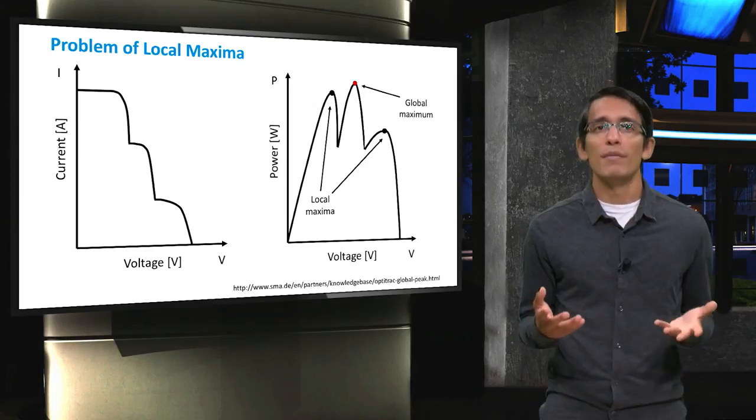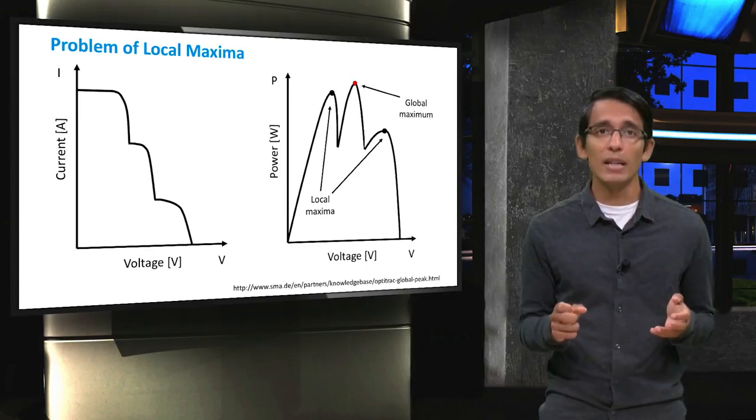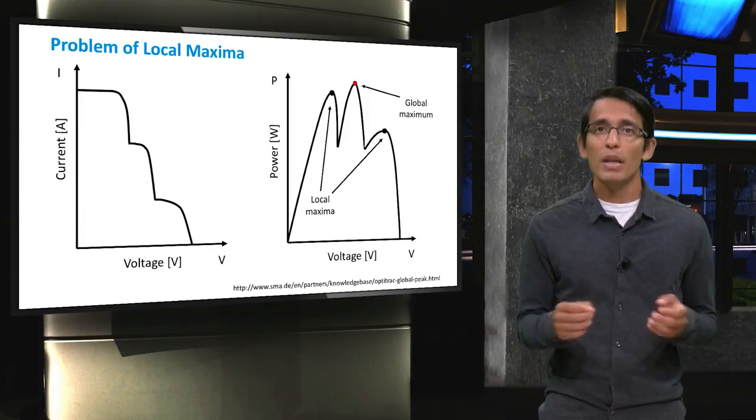SMA, a leading company in inverter design, uses a proprietary technique called the OptiTrack Global Peak. You can learn about it by following this link here.